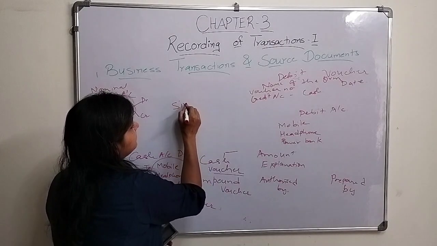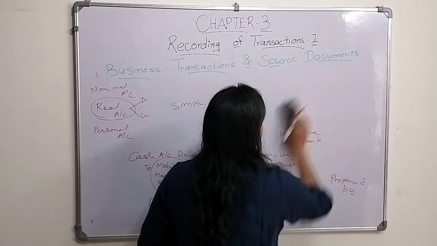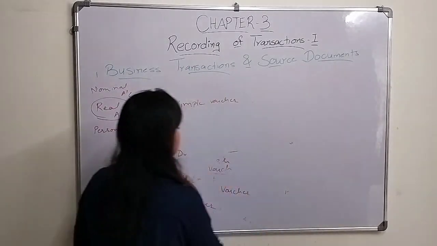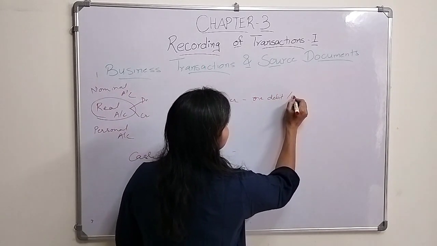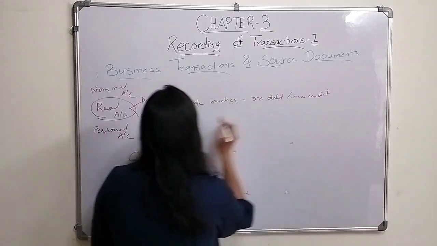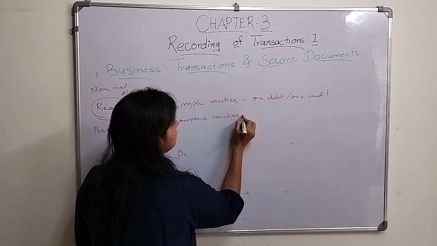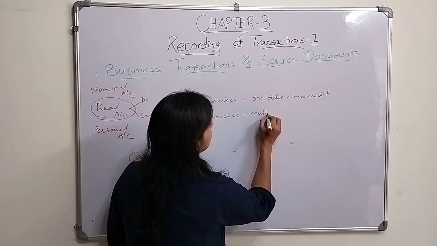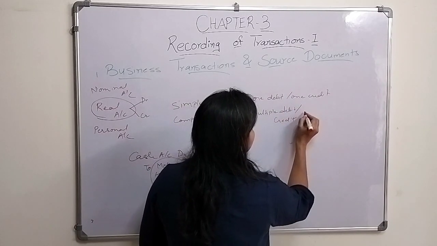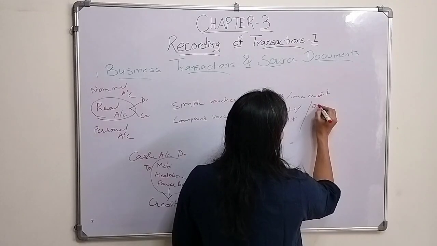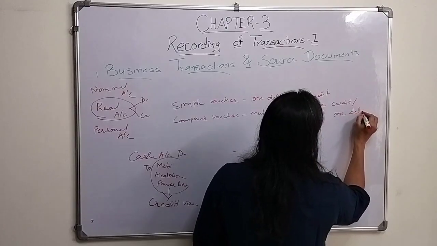Now we discussed simple voucher: one debit, one credit. Okay, we discussed compound voucher. What is a compound voucher? Multiple debits or credits, which lead to one credit or one debit.